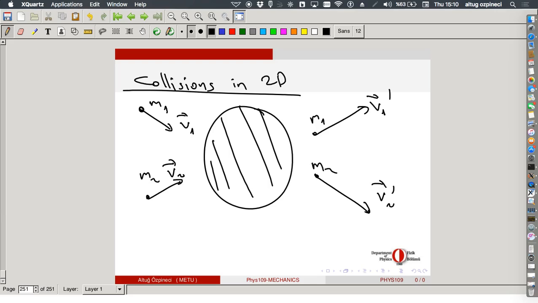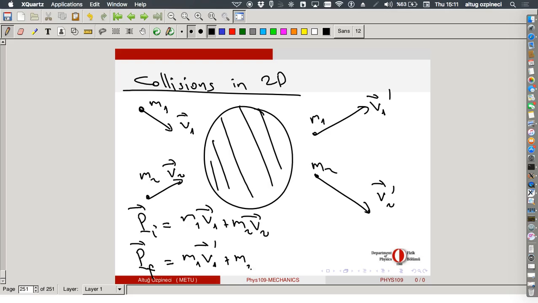Let's write the conservation of momentum for this system. The initial momentum will be just m1v1 plus m2v2. The final momentum is equal to m1v1 prime plus m2v2 prime.